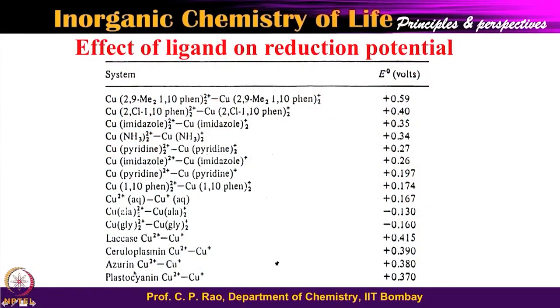Now, if you compare these things with the enzymes, laccase, ceruloplasmin, azurin, and plastocyanin, they are all around plus 0.4. So, that kind of potential certainly comes within this range. Therefore, one can explain that in these proteins, the centers have a lot of imidazole and nitrogen ligand binding, maybe even some sulfur ligand binding as well.